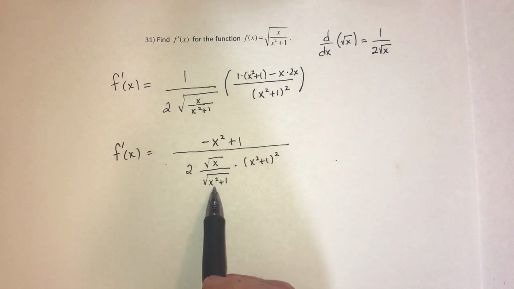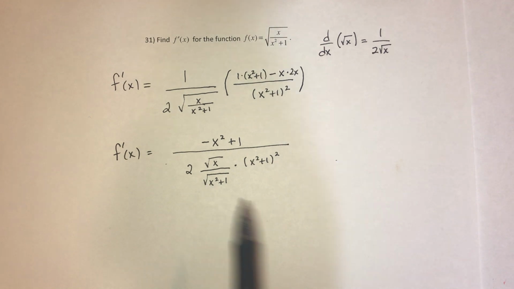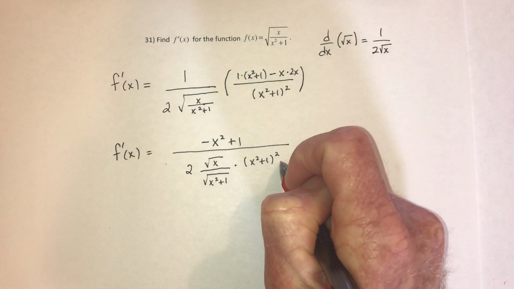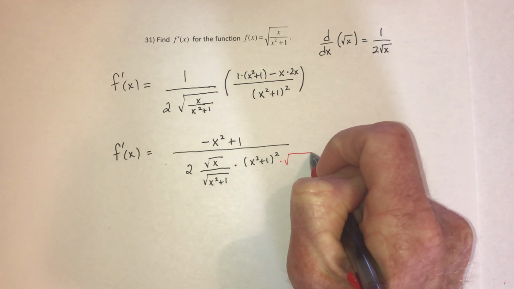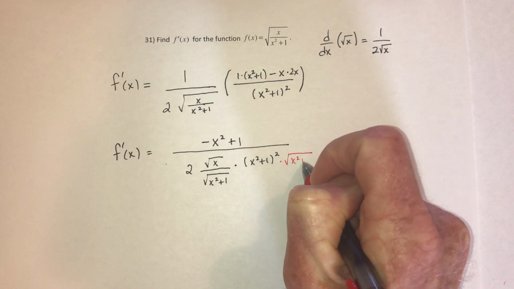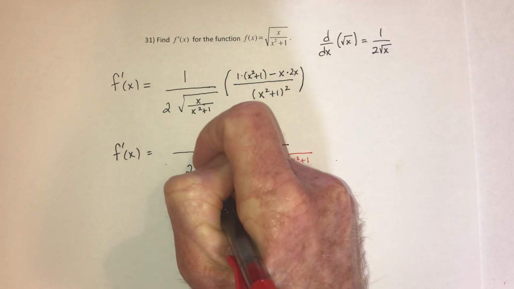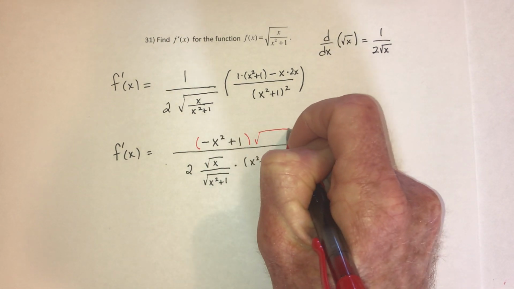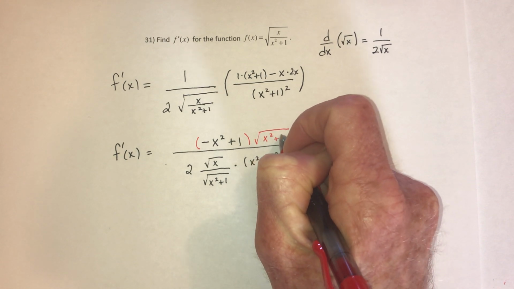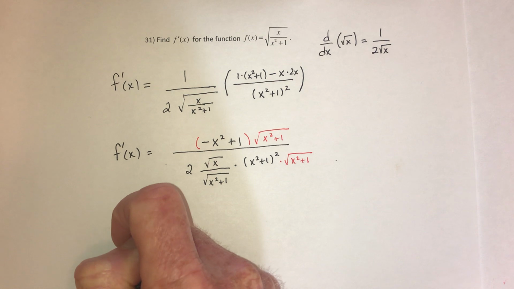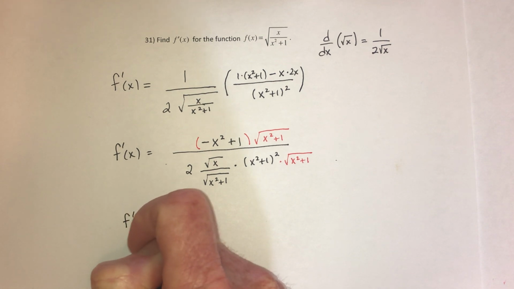So you need to get rid of this little denominator right here. And the way that I'm going to do it is multiply by that denominator, the square root of x squared plus 1. But if you multiply the bottom, you need to also multiply the top. So then I think that's going to about do it.